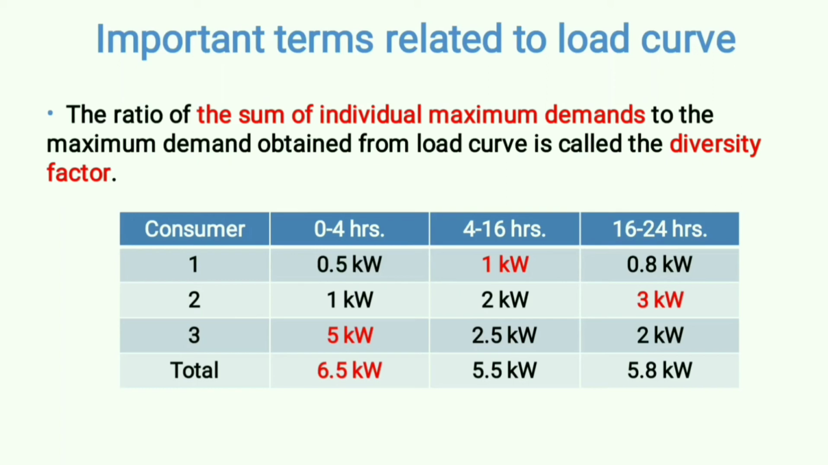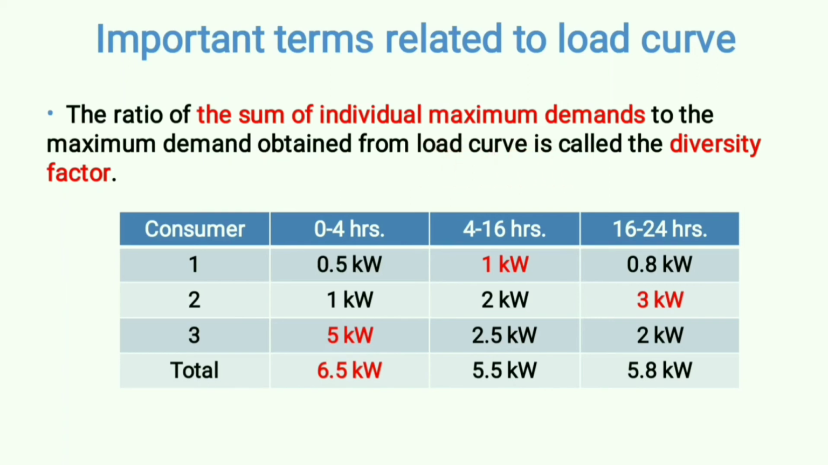Okay, and see here, total means your data of the load curve. So in the load curve, obviously for 0 to 4 hours the load curve will show the summation of these three values, that means 6.5 kilowatt. Similarly for 4 to 16 hours, again the load curve will show the summation of these three values, that means 5.5 kilowatt, similarly 5.8 kilowatt. So from the load curve you will get 6.5 kilowatt to be your maximum demand, the maximum demand obtained from the load curve.